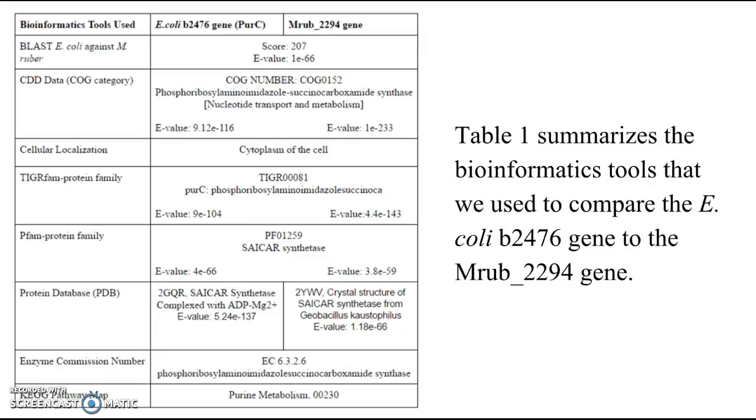However, the enzyme commission numbers were identical, and the KEGG pathway number and name of purine metabolism were identical as well. Also, as you can see throughout the entire table, the e-values are pretty small, which shows, again, the significance of the two genes to one another and a high significance that these two genes are orthologs. And the table is one of the proven pieces of evidence that show that E. coli B2476 and M. ruber 2294 are ortholog genes to one another.